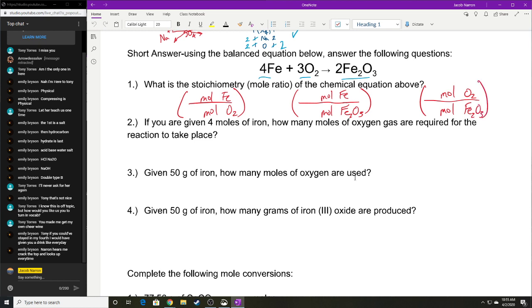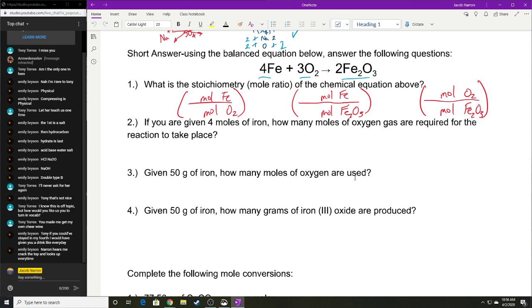So stoichiometry is just mole ratios. There are only 3 combinations. And before you say, well, Mr. Aaron, shouldn't you flip it? Shouldn't you have O2 over Fe? I'm not bothering, okay? It's not worth it. It's the same thing, just flipped over. This is what I'm looking for here.